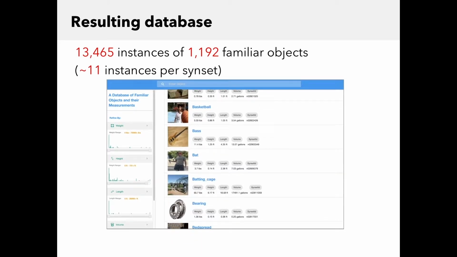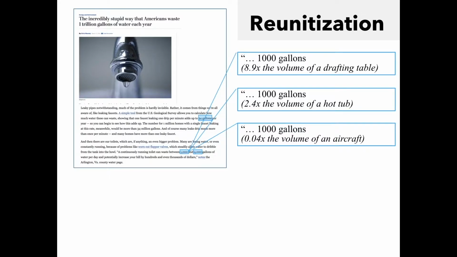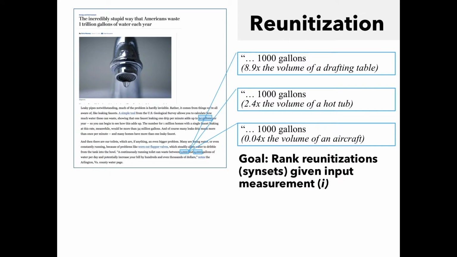But again, our goal was to create automated analogy or re-expression algorithms that we could then use on demand with visualizations of the results. And so we took this database and we started thinking about these re-expression strategies and how we could potentially automate those. So one that's really common is reunitization. And all three of these examples show reunitizations of 1,000 gallons, where you're basically re-expressing 1,000 gallons as a multiple of some more familiar object. And so we have all these objects in our database. We could create a reunitization for any of them, but then we have to think about which is the best reunitization for this input. And so our goal is really to rank them.